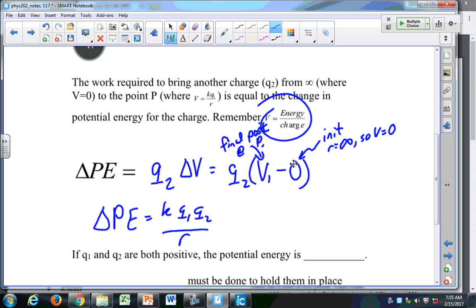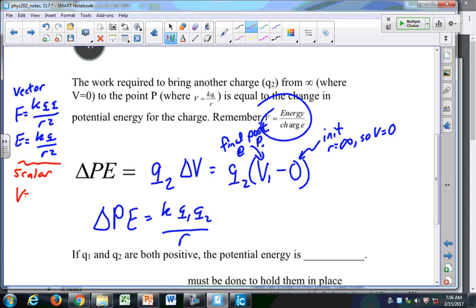And let's just recap what we've had, because we have a lot of things that look alike. We've already seen forces, so you won't see them again on the next exam, but you can see them on the final. We have forces as KQQ over R squared. This is a vector, by the way. We have electric field, KQ over R squared. That's also a vector. Now we're getting into scalars. We had potential, which is KQ over R. And now we have potential energy, which is KQQ over R.